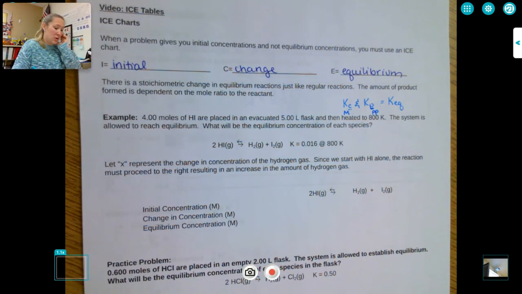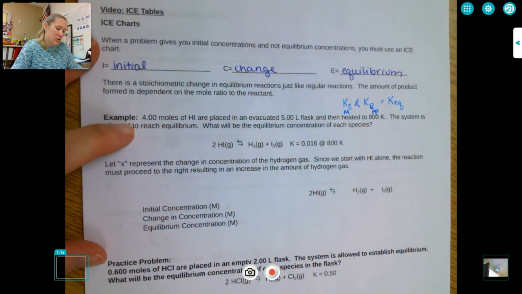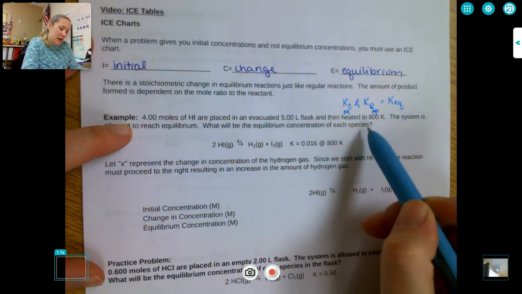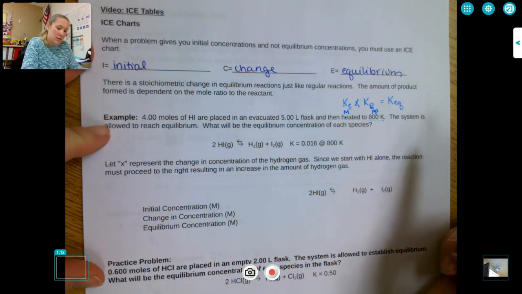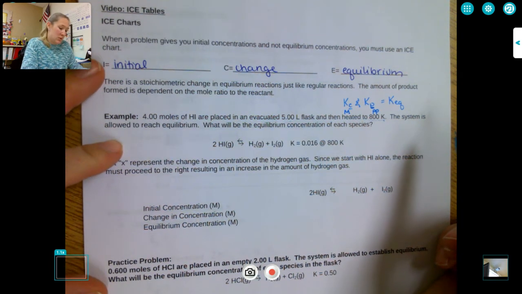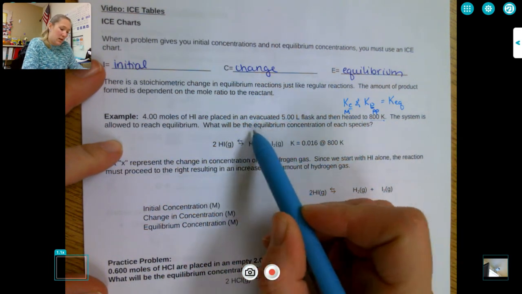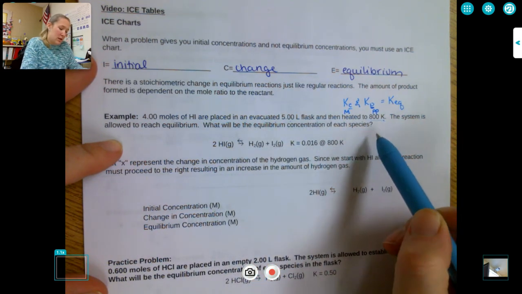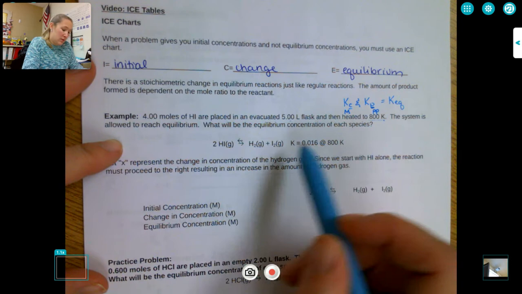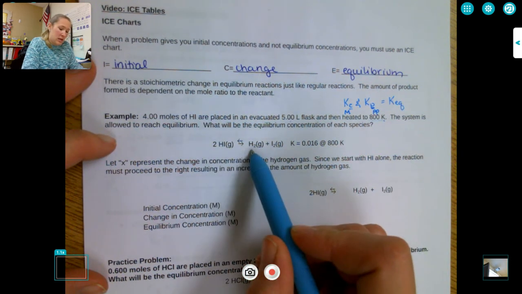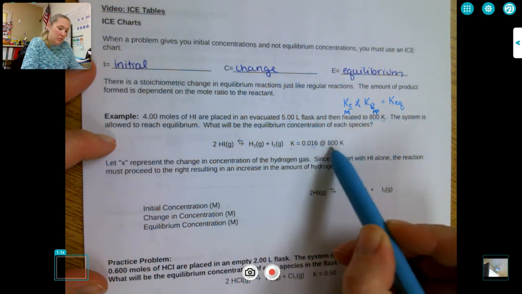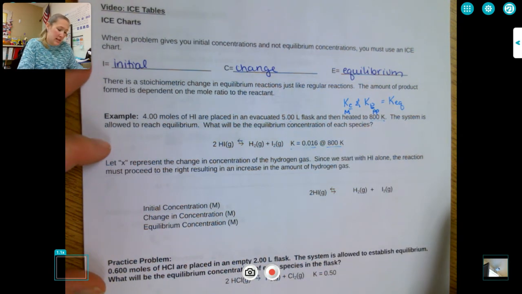So in our first example, we have 4 moles of HI, which is hydroiodic acid, placed in an evacuated 5-liter flask and then heated to 800 Kelvin. The system is allowed to reach equilibrium. What will be the equilibrium concentration of each species? So we can see our balanced chemical equation. We have HI in equilibrium with I2 and H2. We're told our K value, and we are told the temperature that it's at.